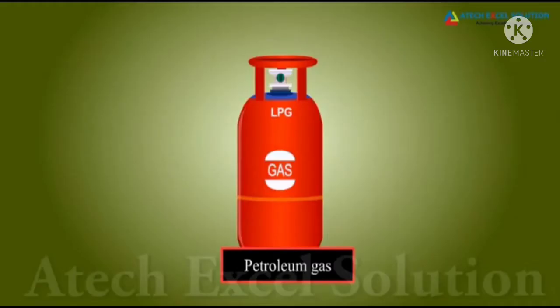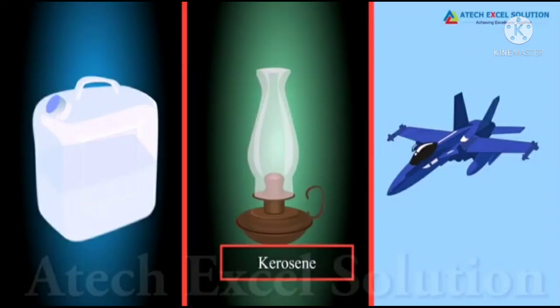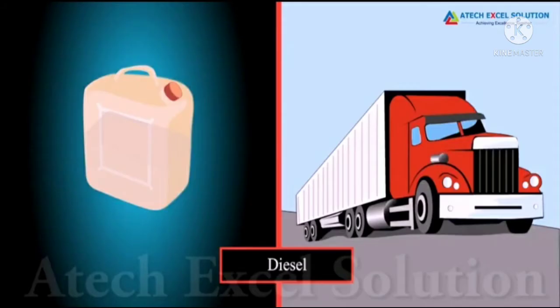LPG or liquefied petroleum gas is used as a fuel for home and industry. Petrol is used as motor fuel, aviation fuel, solvent for dry cleaning, etc. Kerosene is used as a fuel for stoves, lamps and for jet aircraft. Diesel is used as a fuel for heavy motor vehicles, electric generators, etc.